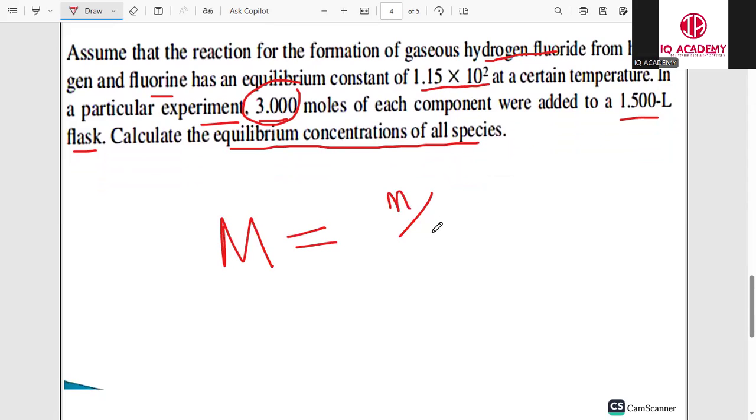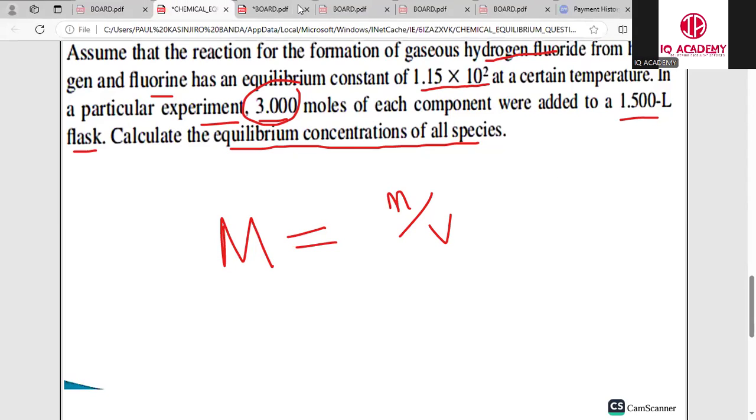Moles over the volume. So the moles we've been given, each of them is 3 moles, and they are put in a 1.5 liter container. Okay, so this is what we are going to use to find the moles. So let's find the concentration for all those 3.